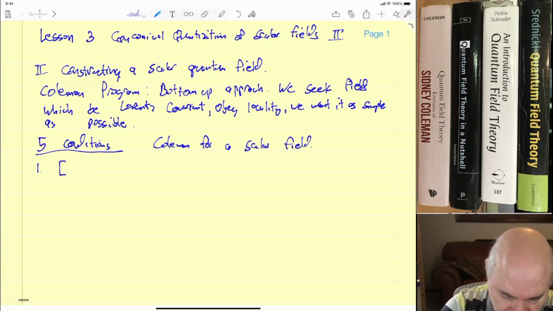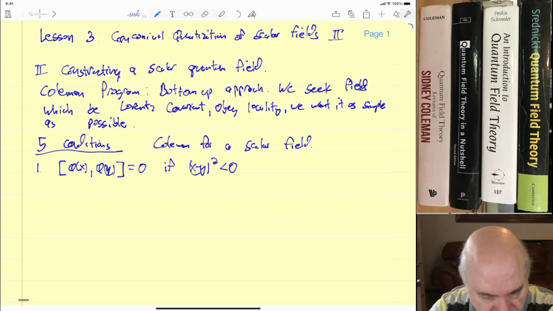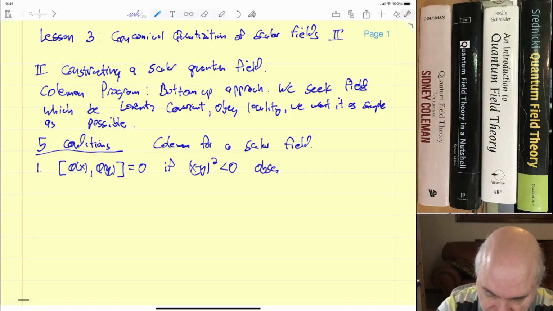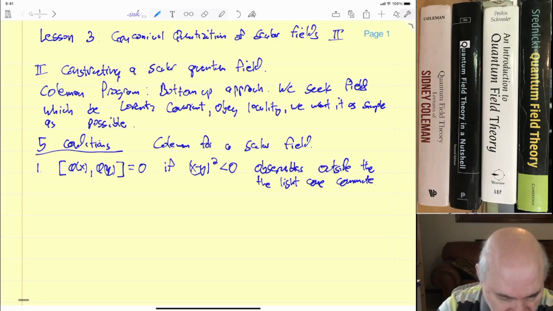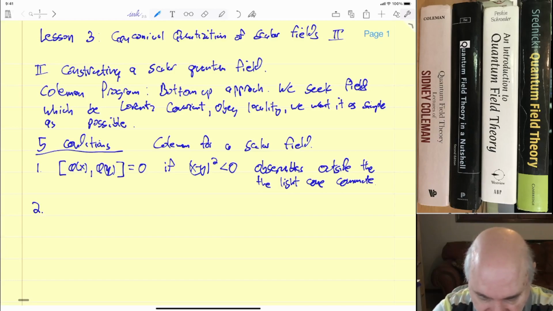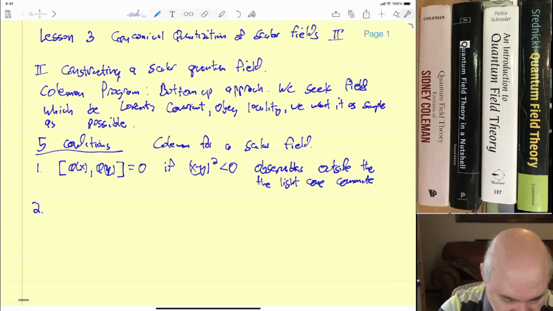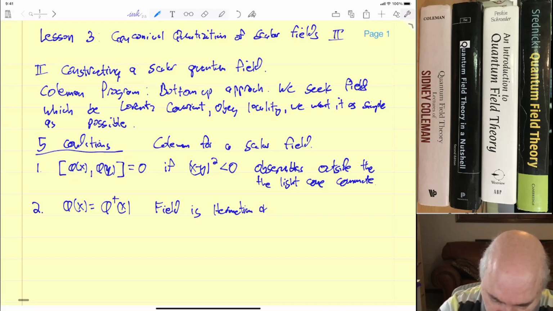Okay. The first one is the locality that we talked about earlier. So observables, this basically means observables outside the light cone commute. Okay. The second, and we've discussed that earlier in the class about why we need this to happen. The second condition is we want the field to be Hermitian. And thus observable.